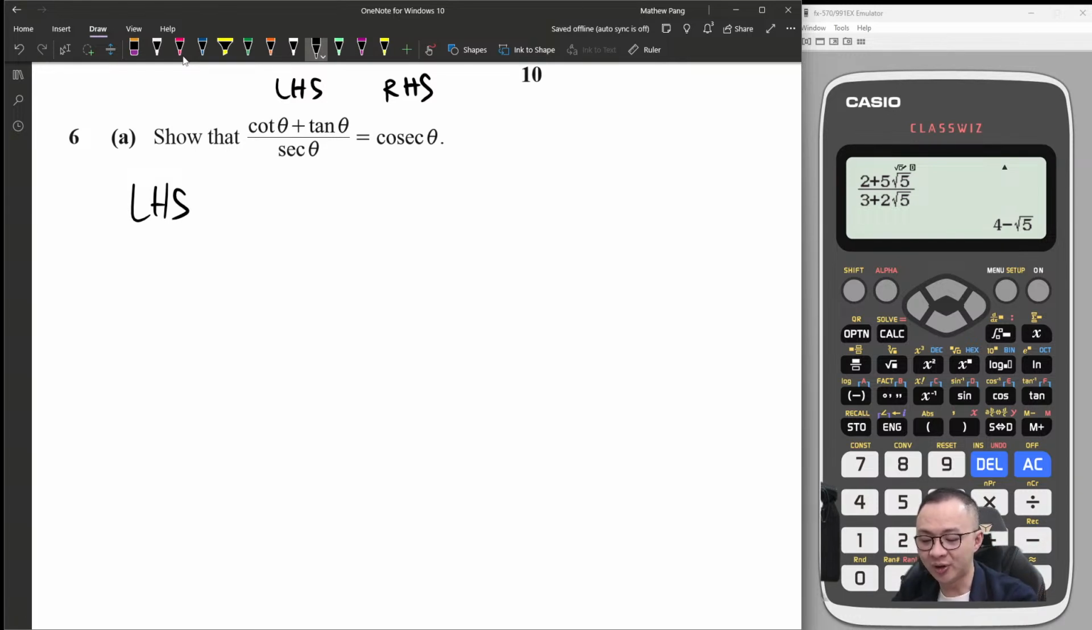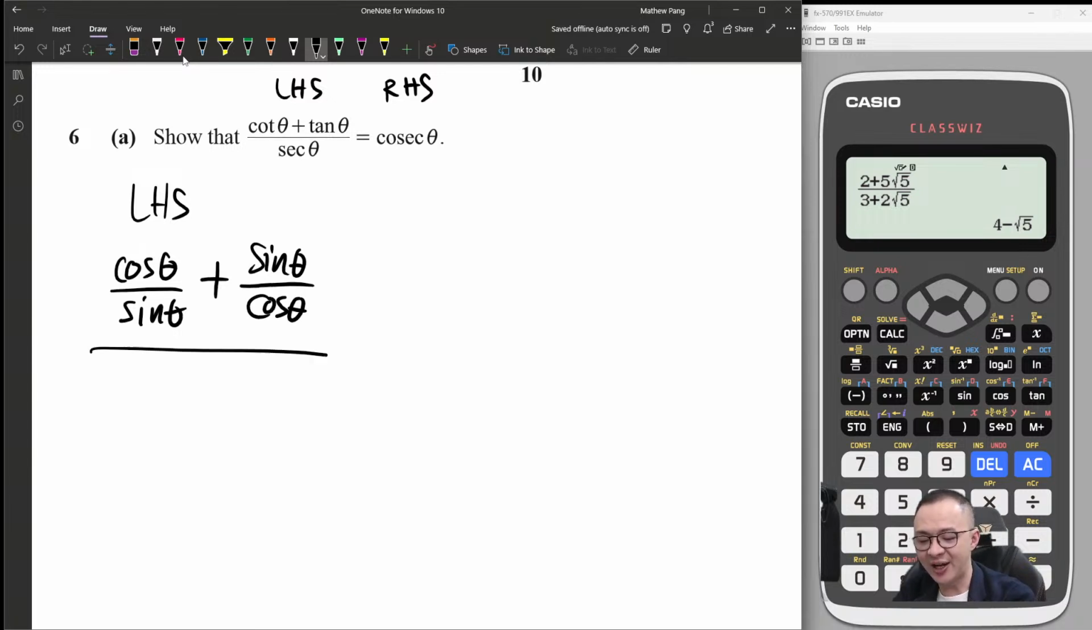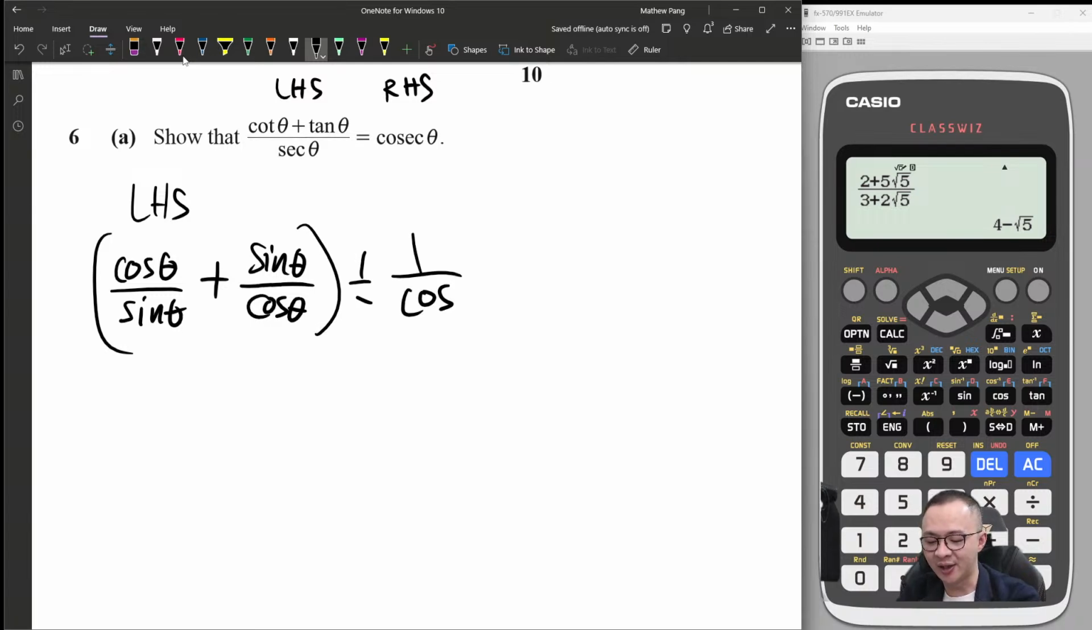So cotangent is cos theta over sin theta, isn't it? Tangent is sin theta over cos theta, isn't it? Divide 1 over cos theta. Okay, but I don't like to write like this. I better write like this. Divide 1 over cos theta. Because sec theta is 1 over cos. So just in case some students are already lost here, this one is for this thing, this one is for this one, this one is for this one. Okay, you get the idea?